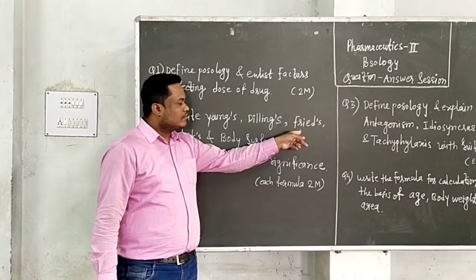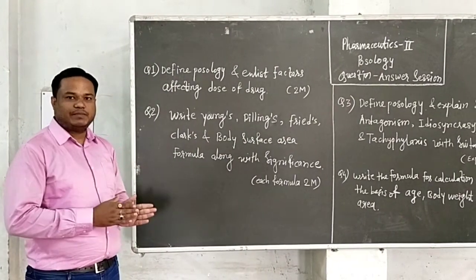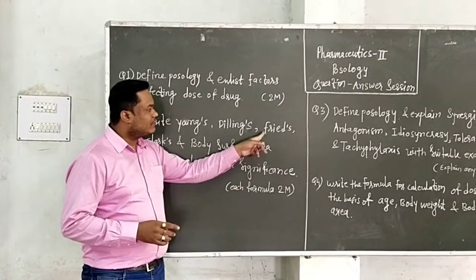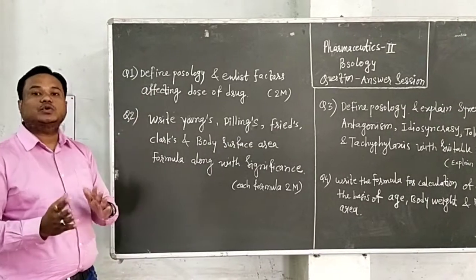And third is the Fried's formula. Fried's formula: child dose equals age in months divided by 150 into adult dose. And what is the significance, and when is Fried's formula applied? Fried's formula is applied when the age of the child is up to 2 years.